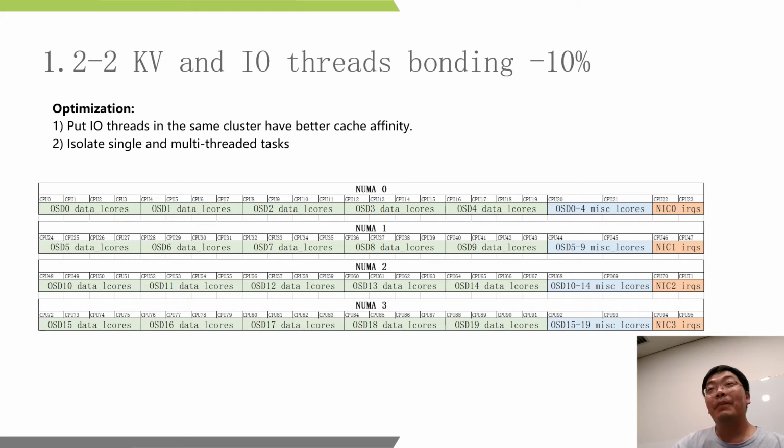How can we improve the processing of the KV thread? We bind the KV thread, the I/O thread, and the interrupt process to different CPU cores to reduce switching. It can improve performance by about 10%.